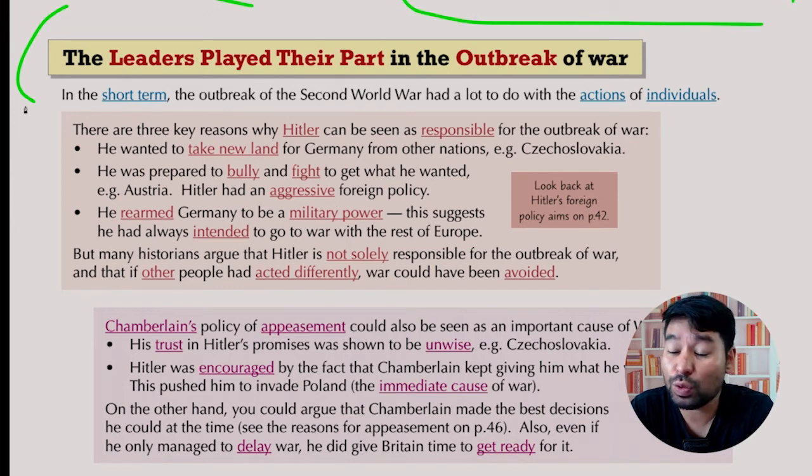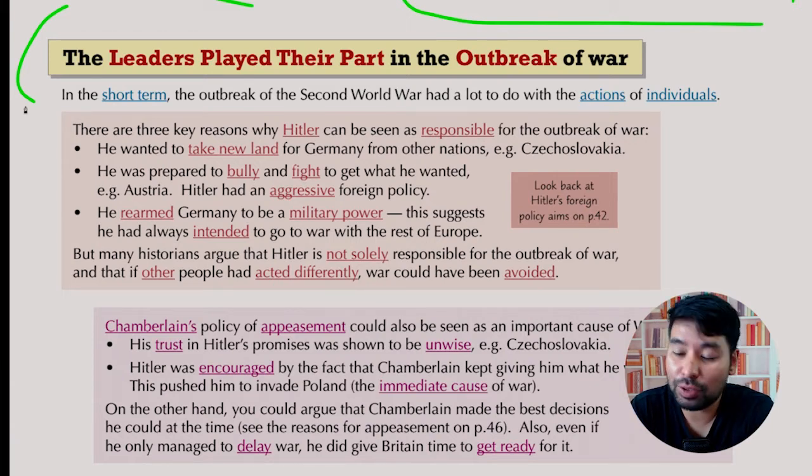Number two, he was prepared to bully and fight to get what he wanted. Example, Austria. Hitler had an aggressive foreign policy. So he was like, I don't care, I'm going to invade your country, I'm going to take control. So this was his foreign policy, the way he dealt with other countries. It was a little bit aggressive. So, one very good reason.